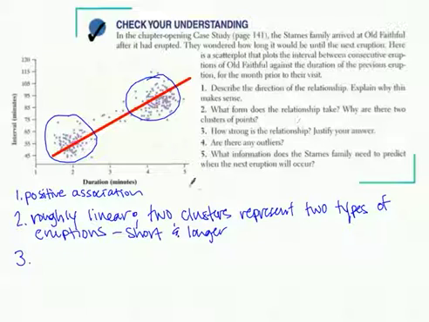3. How strong is the relationship? So if we're looking at the line that we drew, we would say that the relationship is fairly strong. 2 points define a line, and in this case, we could think of each cluster as a point. So the 2 clusters seem to define a line.